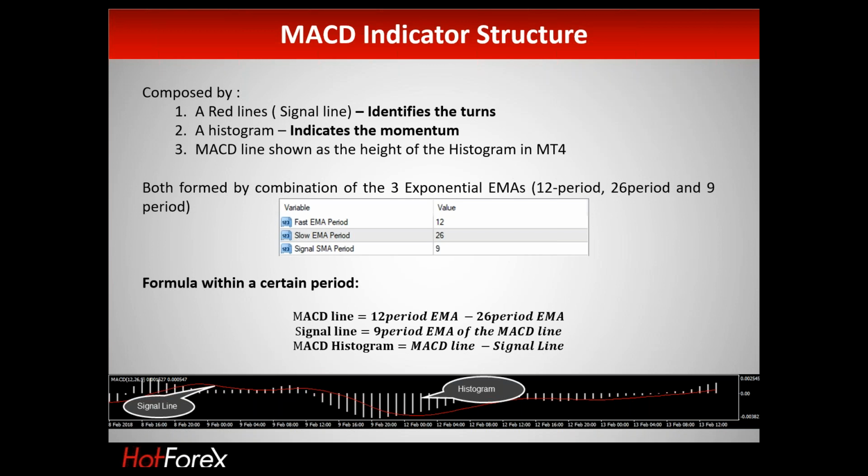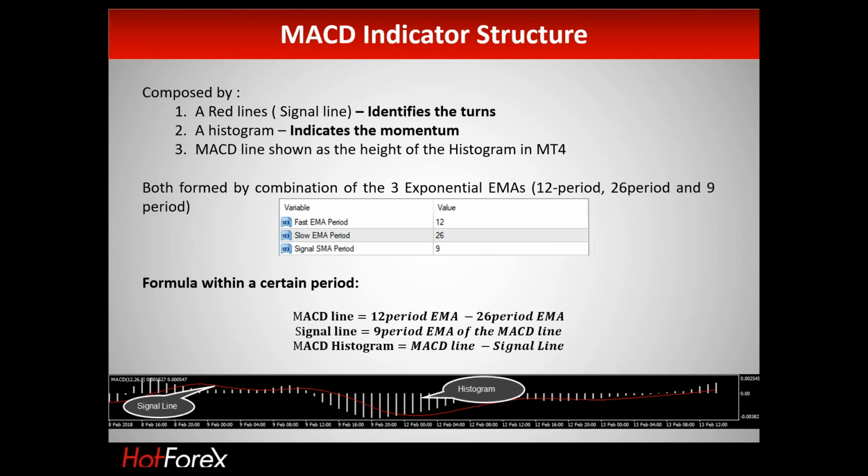So, okay, as you can see in the example that I have below, the MACD is a trend following momentum indicator, combined of three parts. We have the signal line, which is our red line over there. That line actually identifies the turns of the asset. We have the histogram, which gives us the momentum, if it's weak or strong. So the bigger the bar of the histogram, the stronger the momentum of our asset.